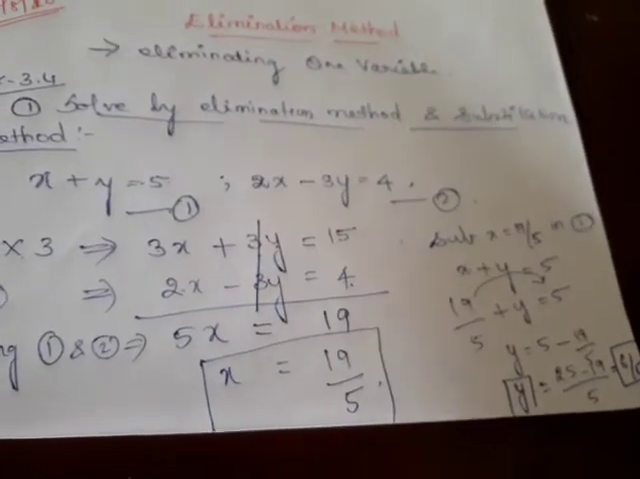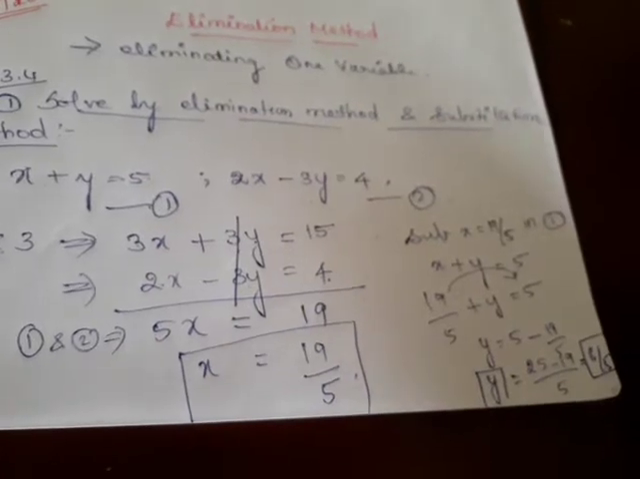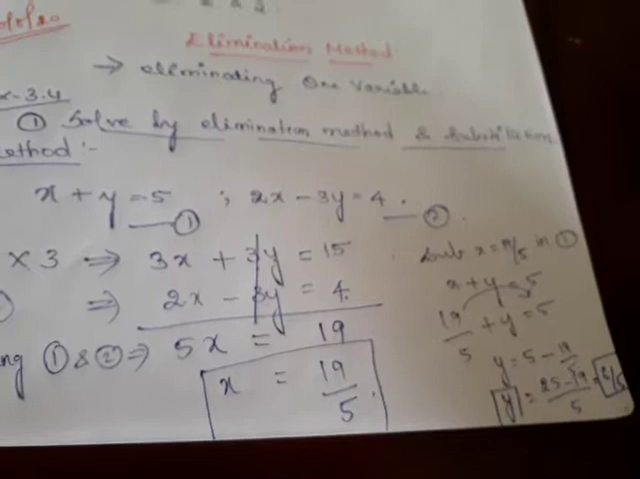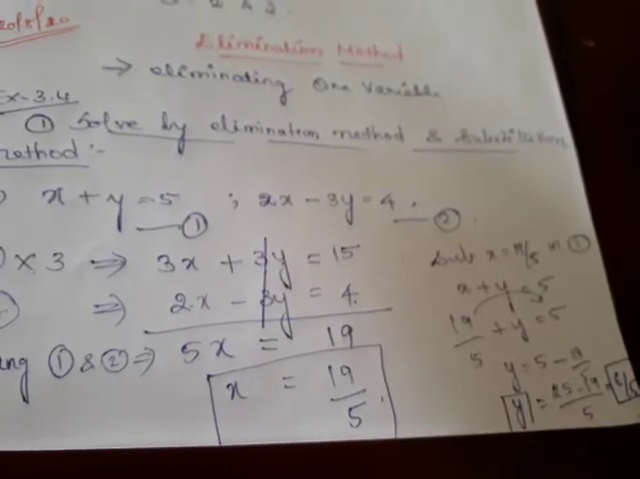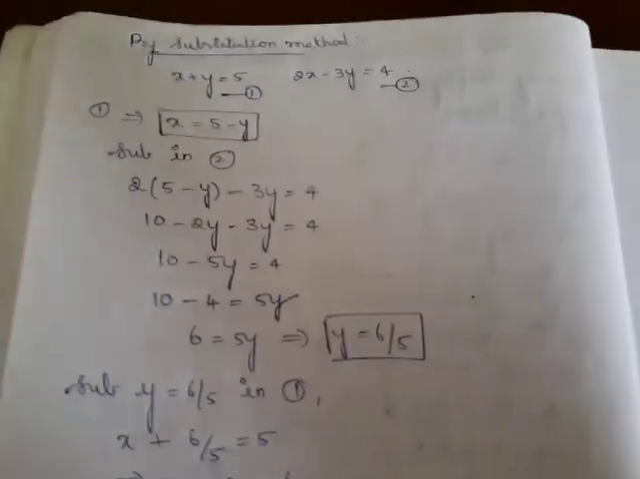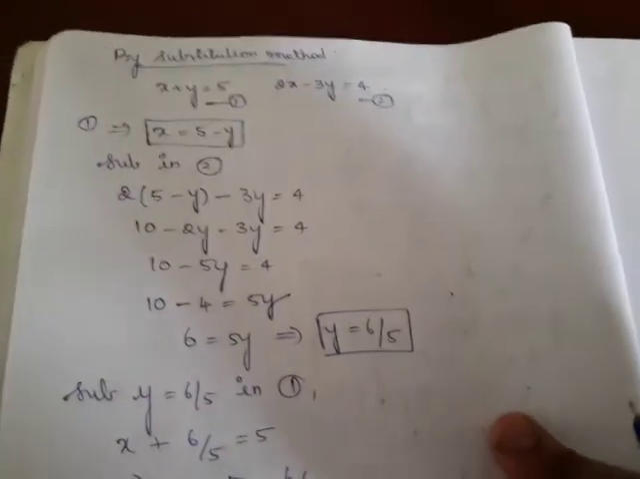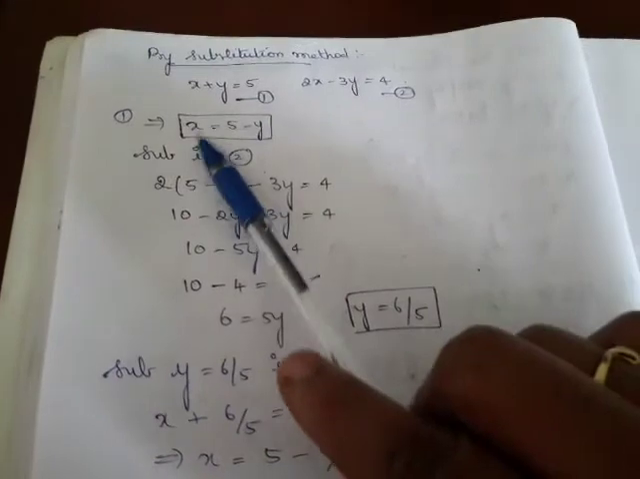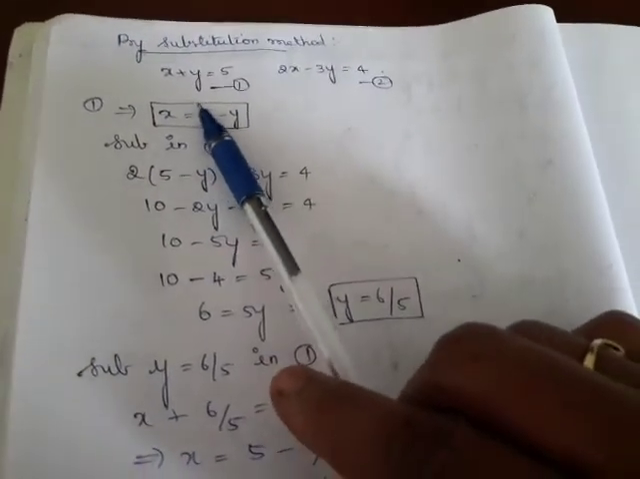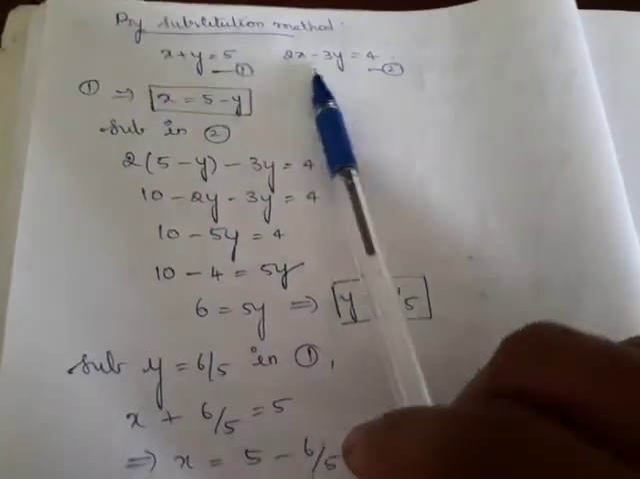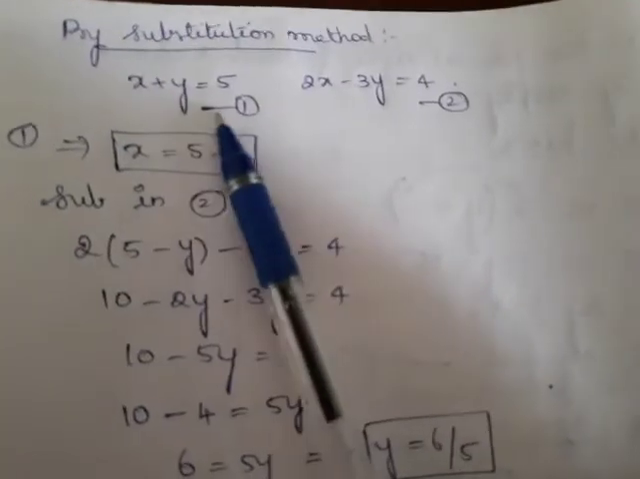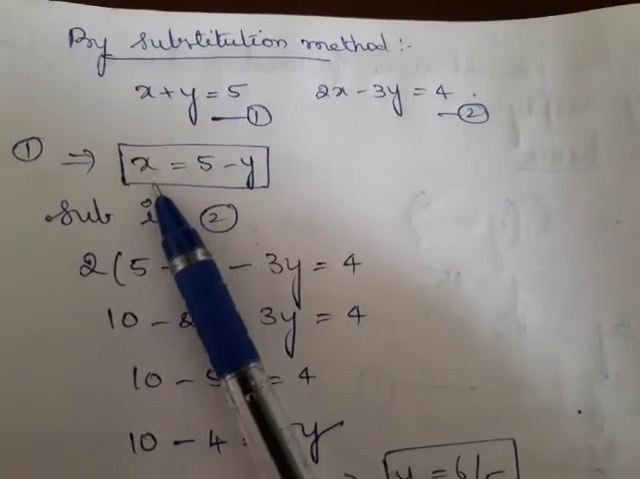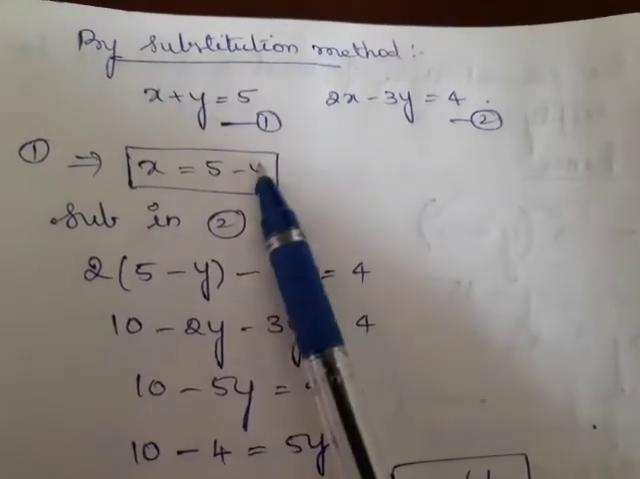But in the question they asked you to solve by the elimination method as well as the substitution method. Let us solve the same problem by the substitution method and check whether we are getting the same answer. See, here I solved the same problem by the substitution method. How will you do it? You will derive one variable in terms of the other from any one of these two equations. So I went with the first equation, x plus y equals 5. From this I have found x. X equals 5 minus y.